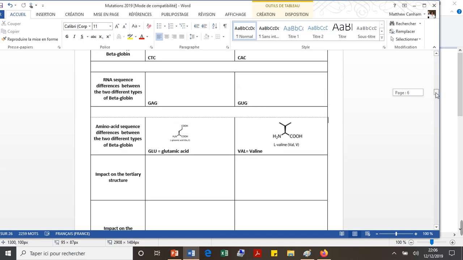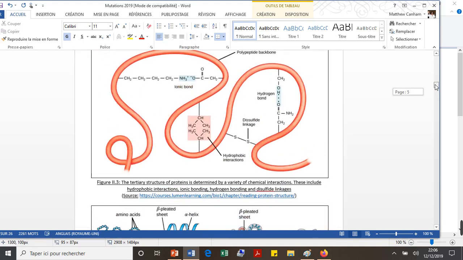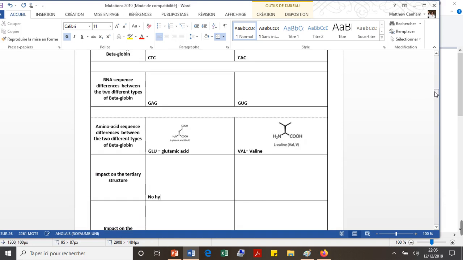So impact on the tertiary structure, well, no hydrophobic interaction. In this case, there is going to be a hydrophobic interaction.